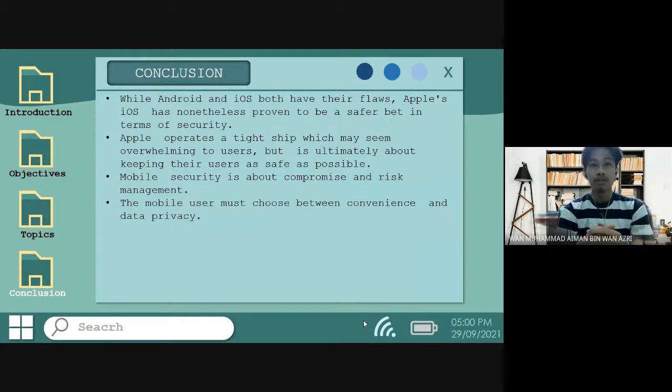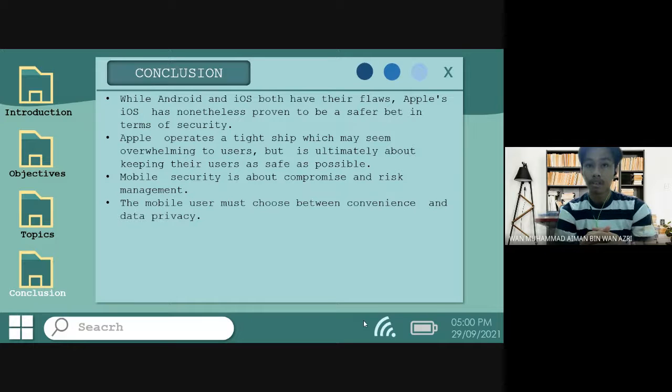And for the conclusion, while Android and iOS both have their flaws, Apple's iOS has nonetheless proven to be a safer bet in terms of security. Apple operates a tight ship which may seem overwhelming to users, but it's ultimately about keeping their users as safe as possible. Yes, hackers started digging holes in iOS, but only managed to target jailbroken iPhones and a tiny portion of apps in the App Store.